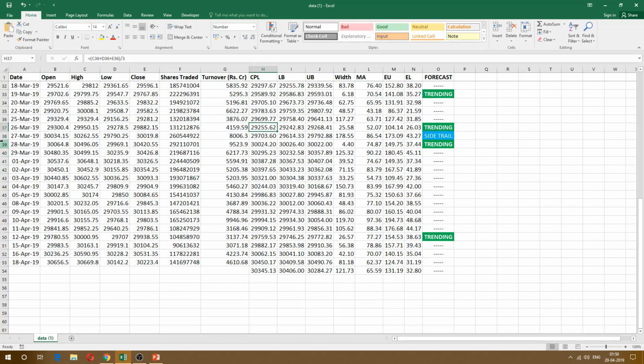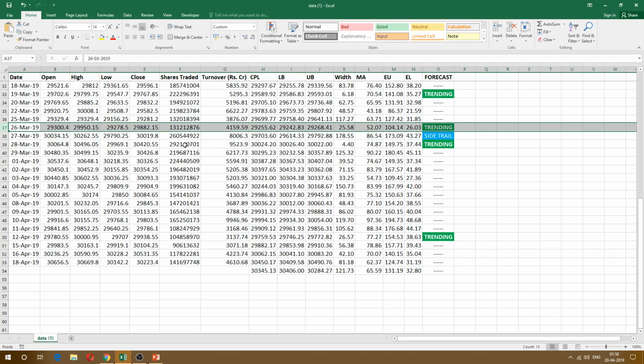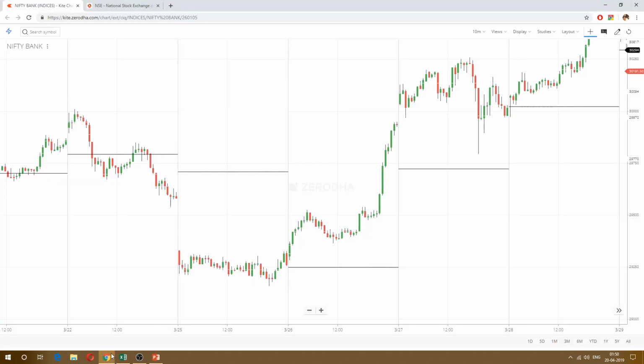Anyway, so now on 26th March we have what we forecast as trending. So we know that the price is going to move, right? We already know that something is going to happen in the Bank Nifty.